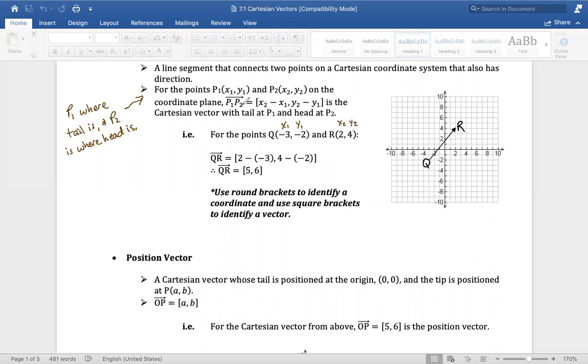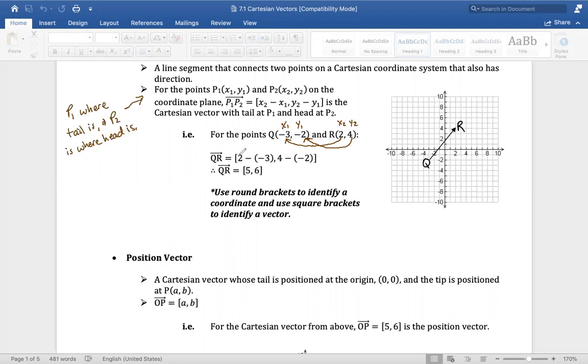So according to this, to calculate the Cartesian vector QR, that's equal to subtracting my X's starting with the head, starting with the second point. So X2 minus X1, 2 subtract -3, so double negative, comma, subtract my Y's in this fashion, starting with 4, then subtract -2. And then we end up with the Cartesian vector QR equal to [5, 6].